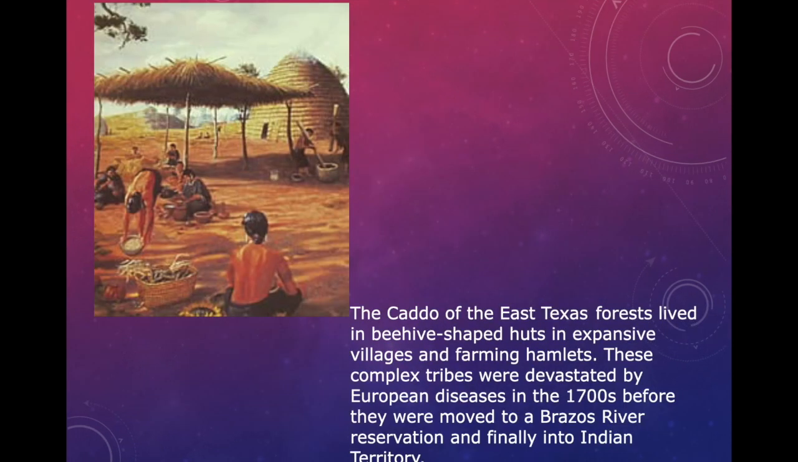In the picture, this is an example of the Caddo and what a village would look like in this type of culture. They lived in beehive-shaped huts. That's the type of house that they lived in. They even had workstations that they created. This would be what the women would do during the day. You can see a temple mount in the background.